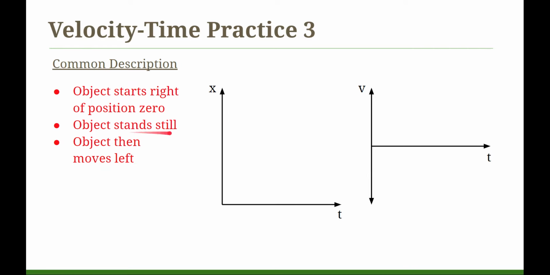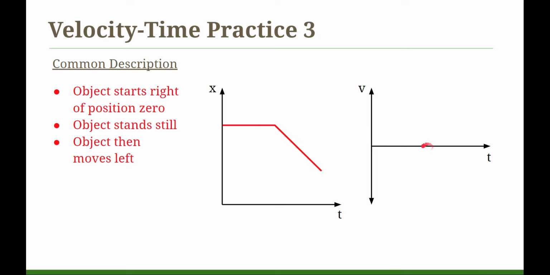And then standing still, remember that gets represented by a flat line, and then moving left, a line that goes down. So starting right of position 0, that means we have a positive y-intercept. Standing still gets us this flat part, and then moving left, our line goes down.